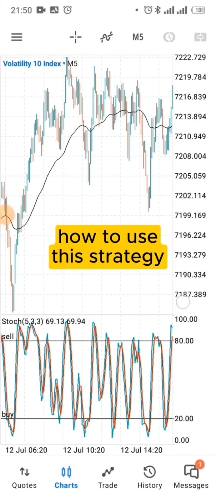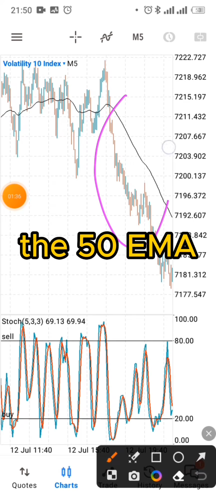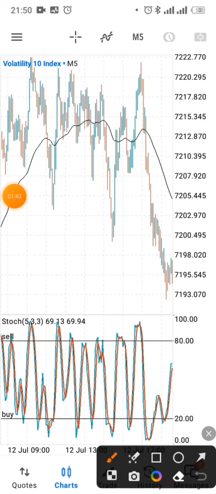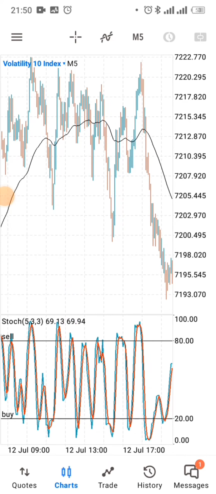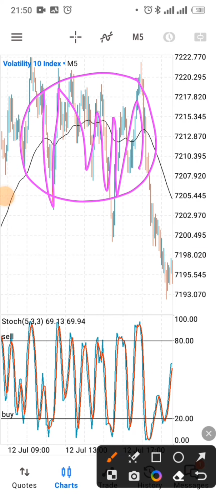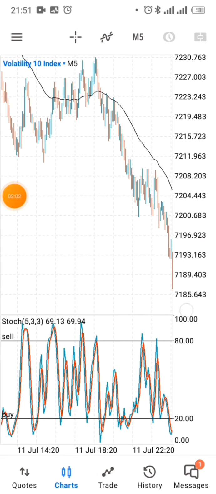What do you have to do with this strategy? Firstly, to determine the trend, we are going to be using the moving average right over here. Remember, the market just moves in three ways. It's moving up, it's moving down, or it's moving sideways. So right over here in this chart, when the candlesticks keep crossing up and down the moving average, this is a choppy market. This just indicates that the market is choppy.